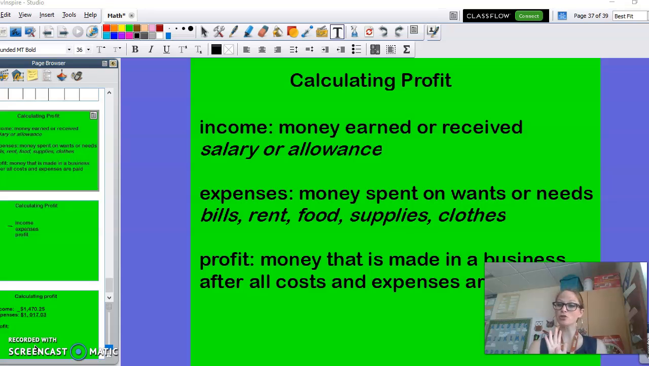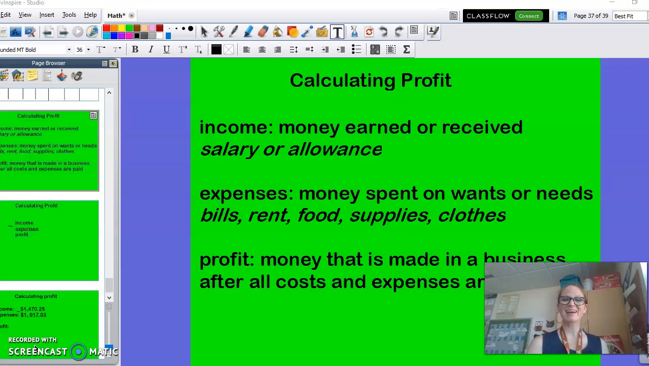You're going to need your math journal so that you can take some notes and also so that you can actually calculate profit here in a minute. So if you need to, pause this video and go get your journal. Once you come back, unpause.